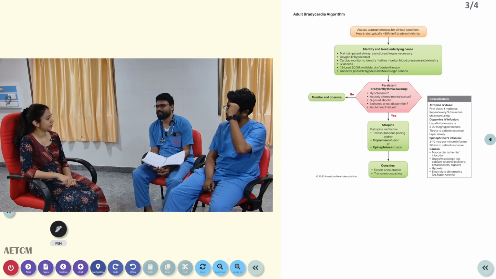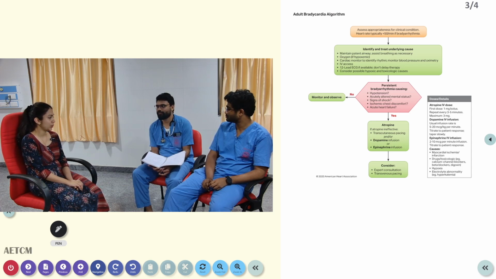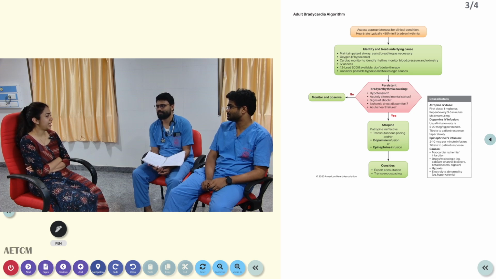No altered mental status, no ischemic chest discomfort at present, no signs of any shock, no acute heart failure features, no crepts, no pedal edema. Since these are not there, we just monitor and observe the patient. Okay, that is according to your AHA bradycardia algorithm.